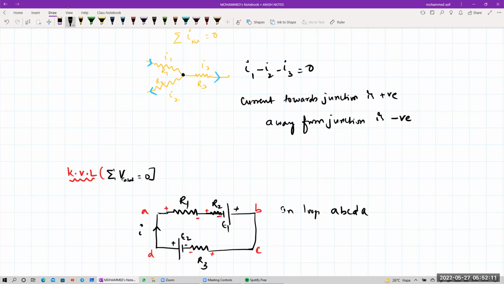So if I'm going from A to B, I'm moving in the direction of current. Current is moving in the same direction, beta. So in the same direction, if I'm taking positive I into R1, some current is flowing in this one, kada, I. Here also some current is flowing I. Here also I. Here also I. So like this. So I into R1 plus I into R2, same direction.